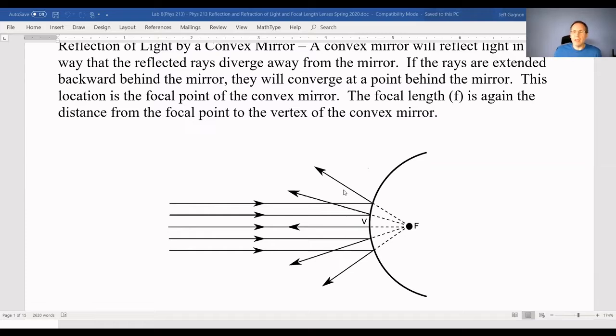And then if we take these rays and we extend them backwards, they all appear to come from one point, right? So these dashed lines are just the extension of those rays backwards. And that is the focal point of that convex mirror. And then if I measure the distance from the center of the mirror, the vertex, to that focal point, that's going to be the focal length of that convex mirror.